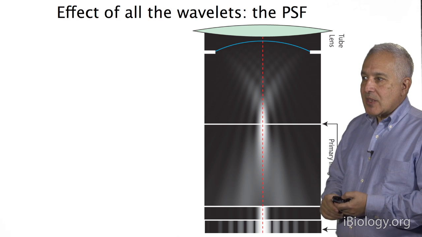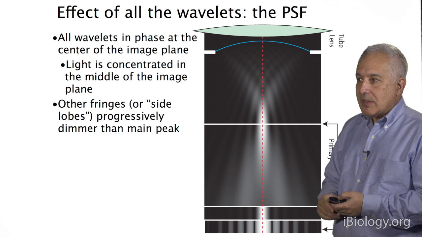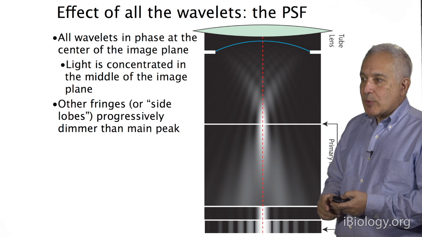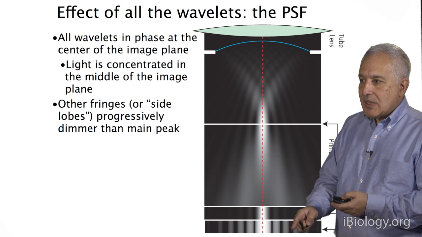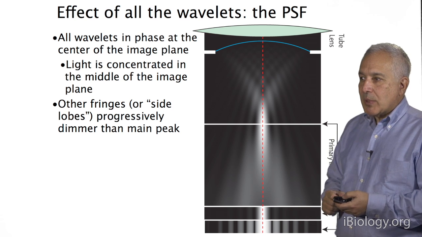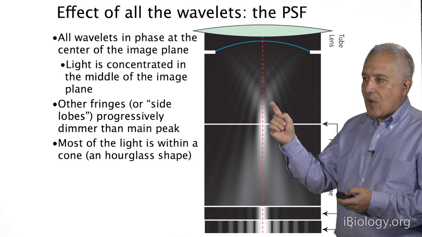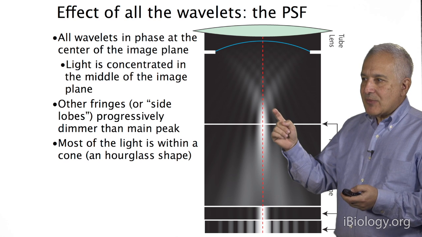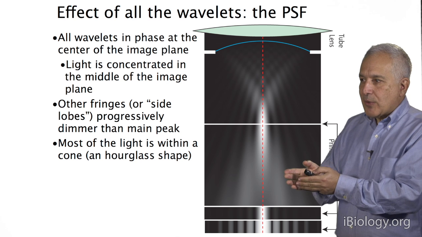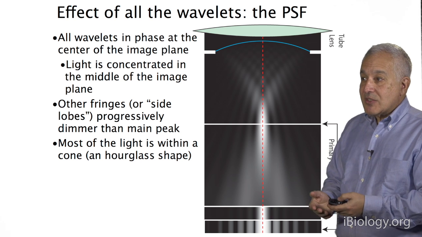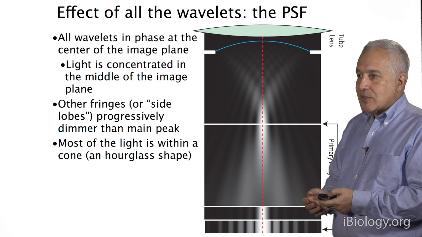All the wavelets are in phase at the center of the image plane. Light is concentrated in the middle of the image plane. All other fringes or side lobes are progressively dimmer. In fact, you need enhanced intensity to see them, as shown in this very bottom horizontal picture. And most of the light is now seen within a cone. It seems like all the interference has left very little light outside of this converging cone of light that focuses on the specimen and then rediverges. This is an hourglass shape, and that comes about not through ray optics, but just through interference of wavelets.